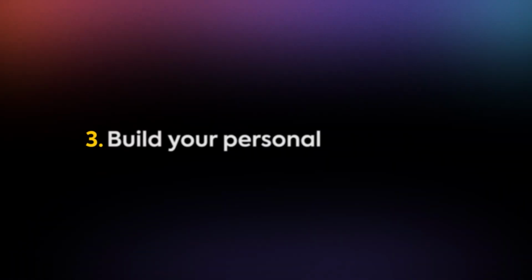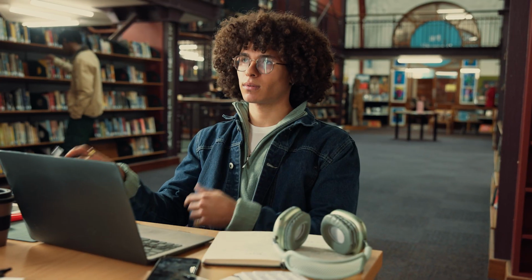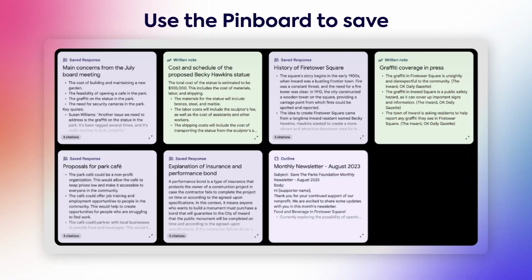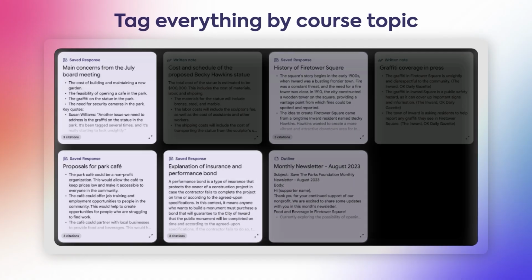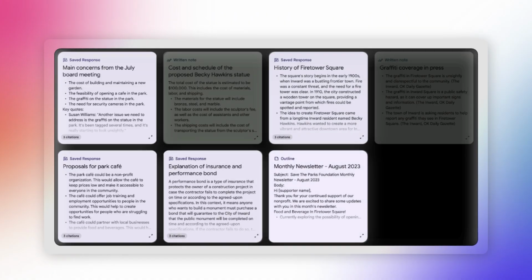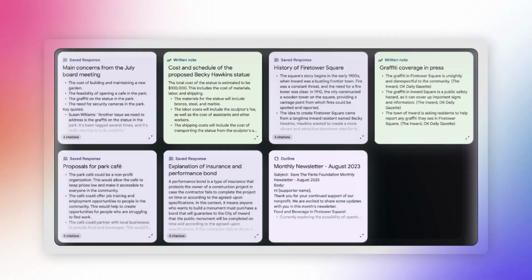Third, build your personal reference library. You're 4 weeks into the semester and you vaguely remember reading something perfect for your current essay, but you have absolutely no idea where. You can use the pinboard to save quotes, data points, and insights as you find them. Tag everything by course topic. When you're writing about market failures, you've got every relevant piece right there.